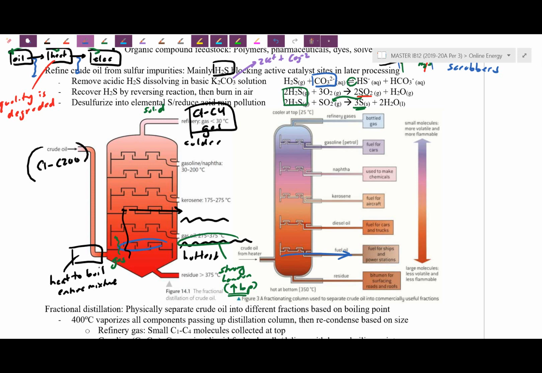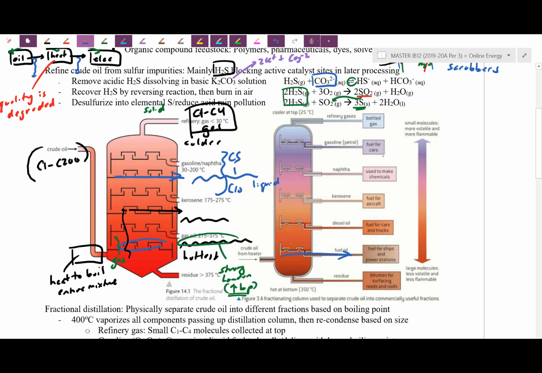We are primarily interested in the C5 to C10s or so. Those have a slightly longer chain, and those will actually be liquid. Again, convenient to store, convenient to transport, safe to work with, and I can just fractionate them. I can just pull them off at a different layer.